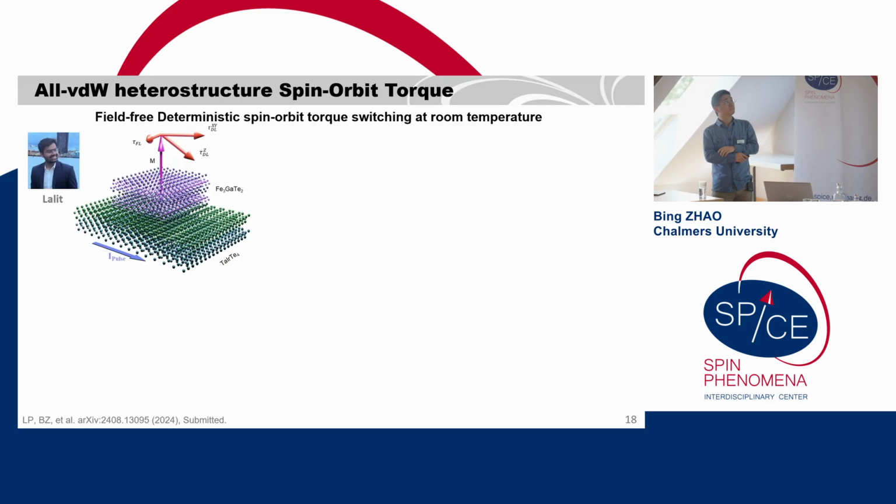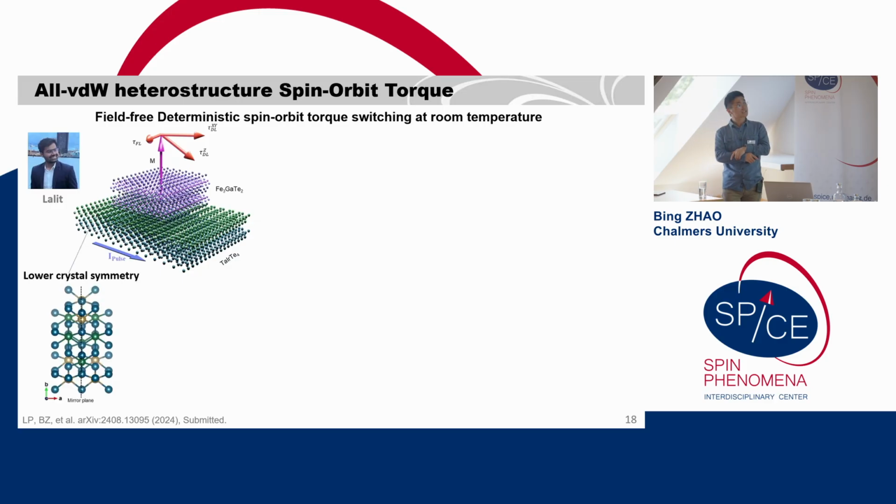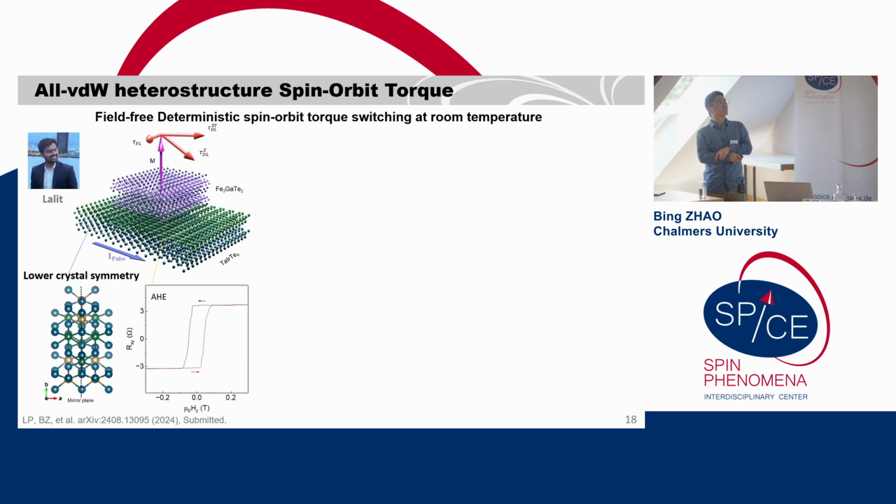Further, we want to push this application to all-2D vdW heterostructures. We use tantalum iridium telluride, which is like tungsten telluride. It has a geometry like this, with lower symmetry, only one mirror symmetry. The other one is not. There you can get spin polarization: when you apply current along A, you have both in-plane and out-of-plane spin polarizations. But along B, it is like a normal metal, so you only have the in-plane one.